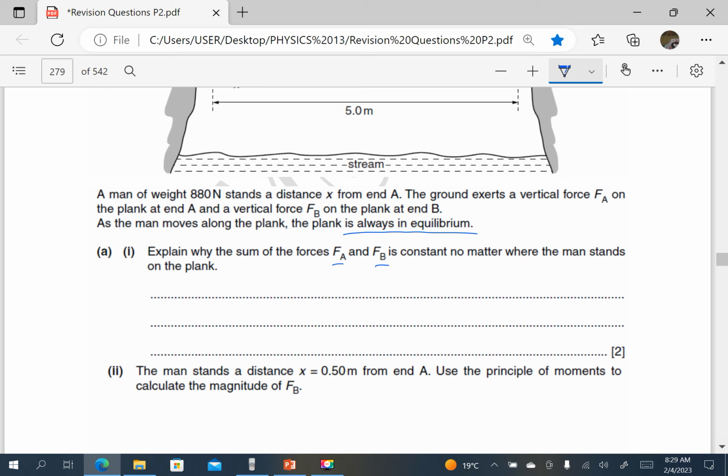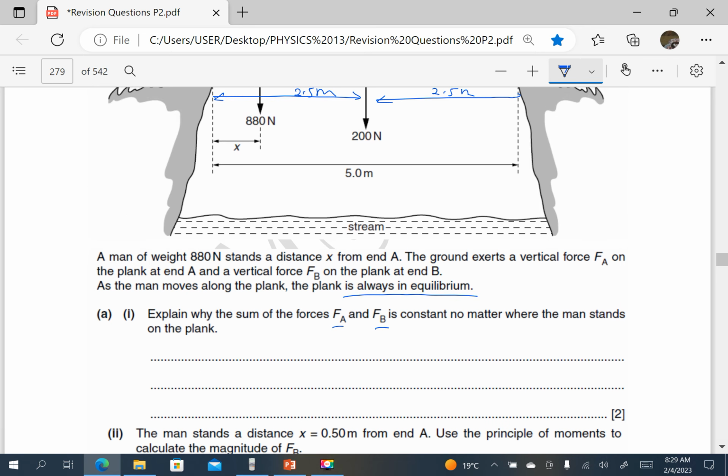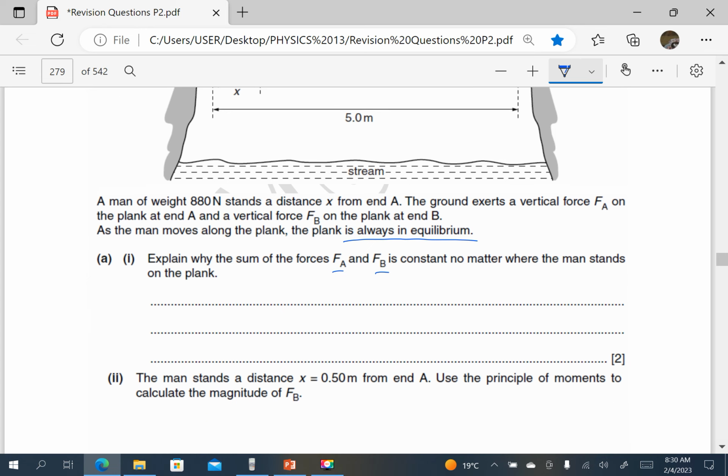So the resultant force is always going to be zero, since the weight of the plank downwards plus the weight of the man downwards is always going to be equal to Fa plus Fb. So the resultant force is always zero.